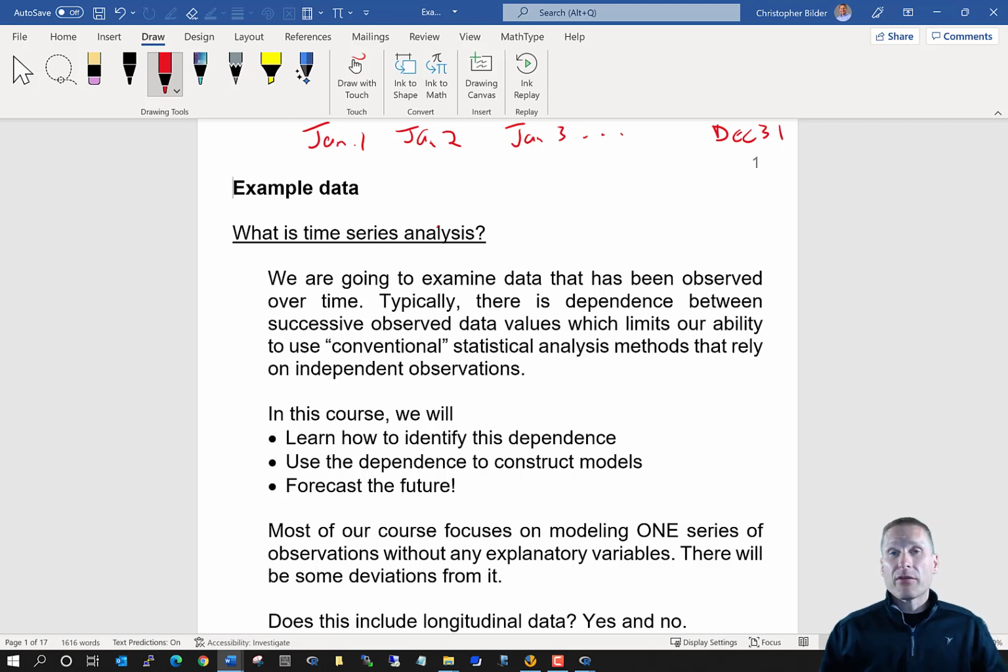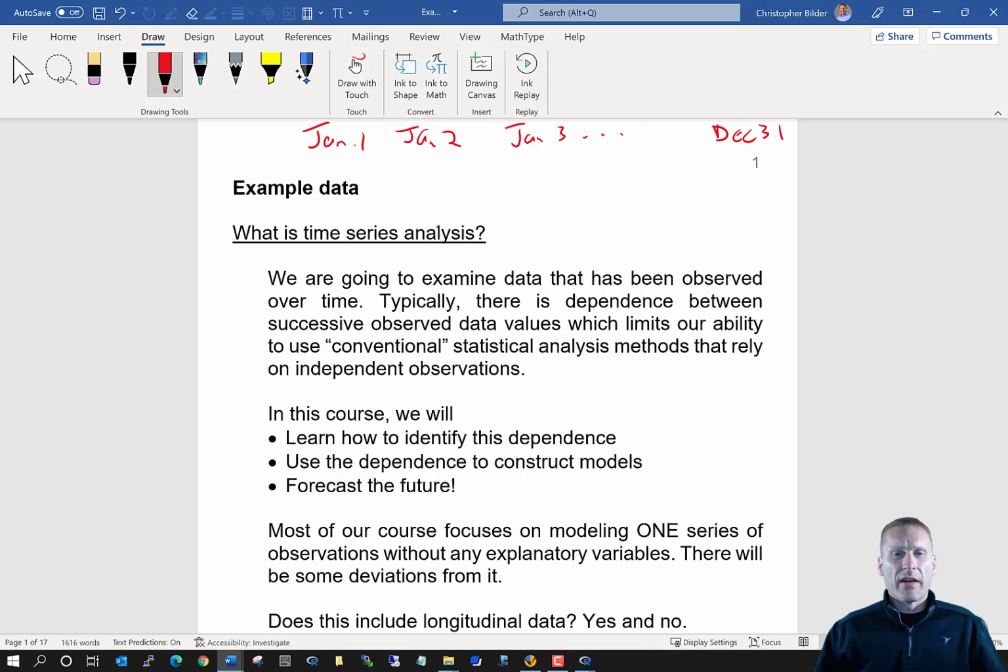Alternatively, maybe we have the weight of a cow, or maybe the height of a plant. Again, every single day we collect information on the height of the plant. Now, another area where time series data comes about is in financial situations, such as, let's say, your stock price. A stock price on January 1st, that same stock on January 2nd, same stock price on January 3rd, and so on.